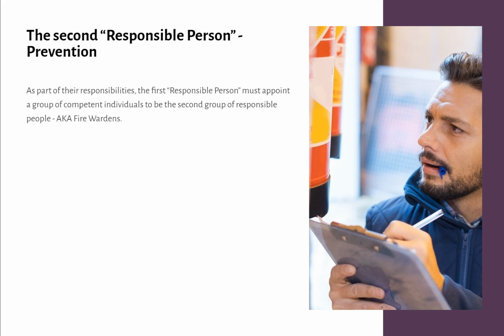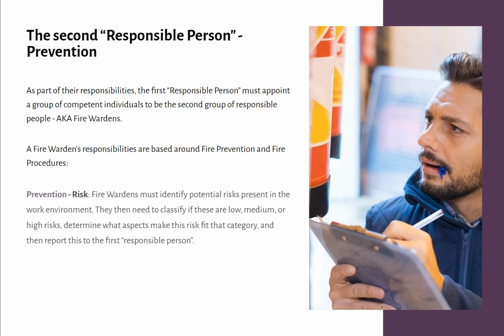The second responsible person, prevention. As part of their responsibilities, the first responsible person must appoint a group of competent individuals to be the second group of responsible people, aka fire wardens. A fire warden's responsibilities are based around fire prevention and fire procedures.